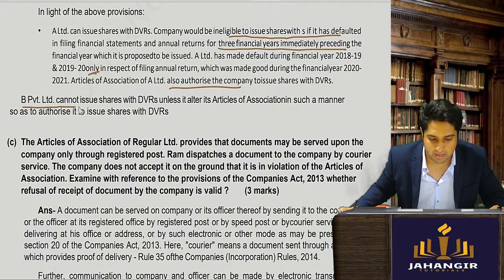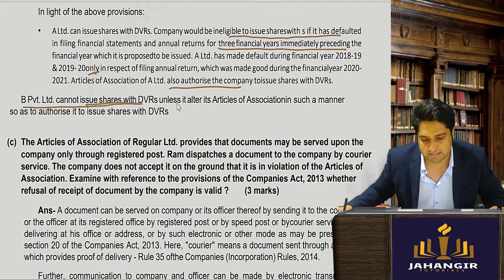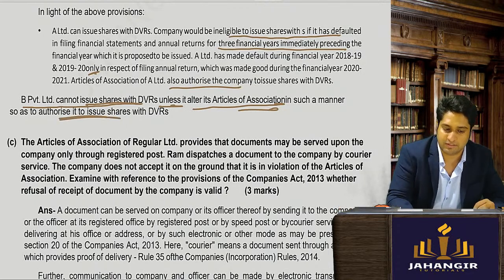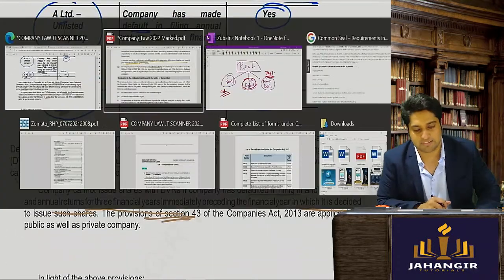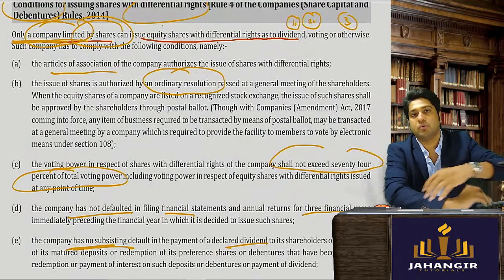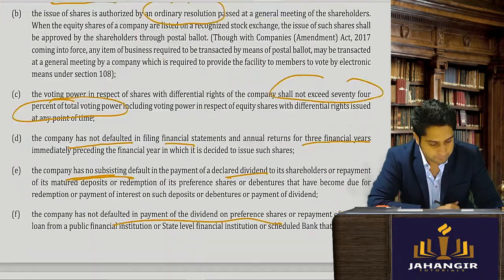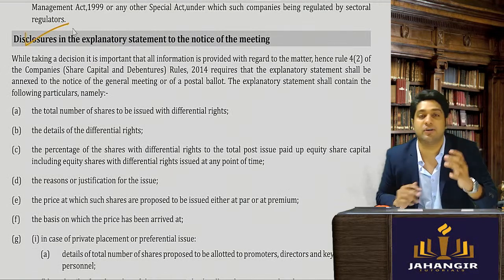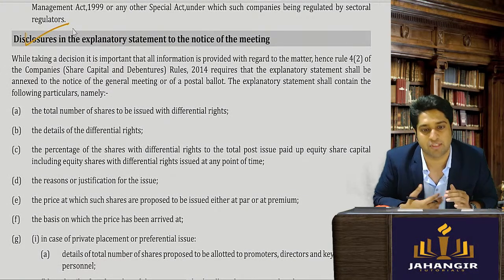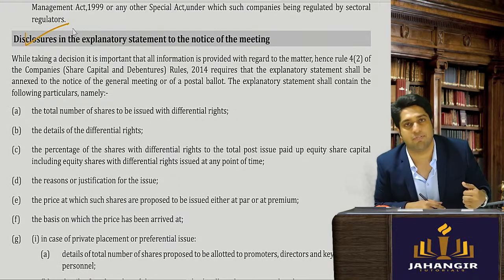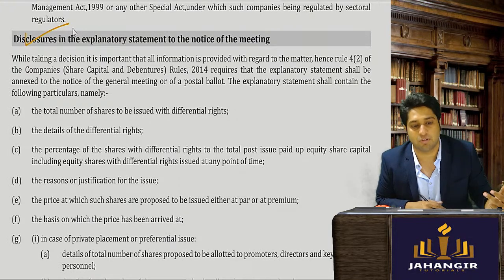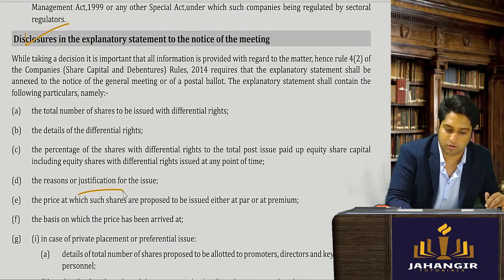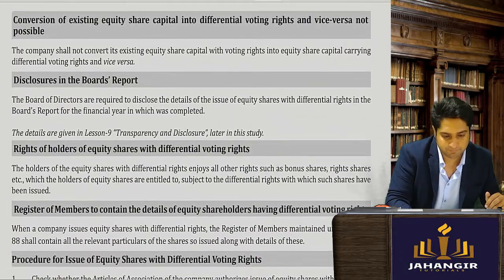B Private Limited cannot issue DVRs unless it alters its articles in such a way as to authorize the DVRs. So private companies have to alter their articles and then they can issue. Next, disclosures in the explanatory statement. Obviously you're issuing some DVR, so you need to make a lot of disclosures: to whom you're giving, why you're giving, how much is given, the justification and all those details.